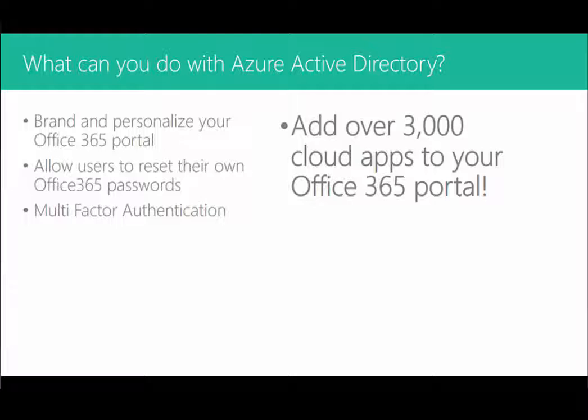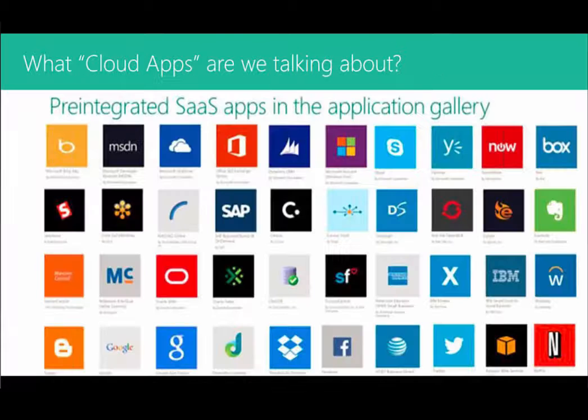And finally, the thing I'm going to focus on today, which is you're able to add over 3,000 cloud apps to your Office 365 portal. So what kind of cloud apps are we talking about? Here's an abbreviated list, which still feels pretty complete. Basically, any cloud application that you can think of that you log into on a daily basis can be attached into your Office 365 portal. You click on it, it jumps you right in, no bothering for another username and password. Single sign-in in the cloud.